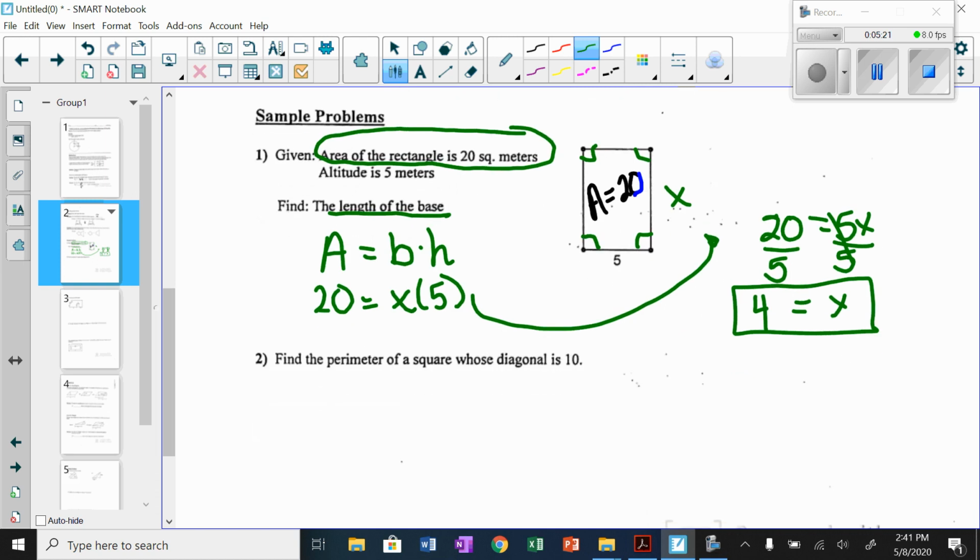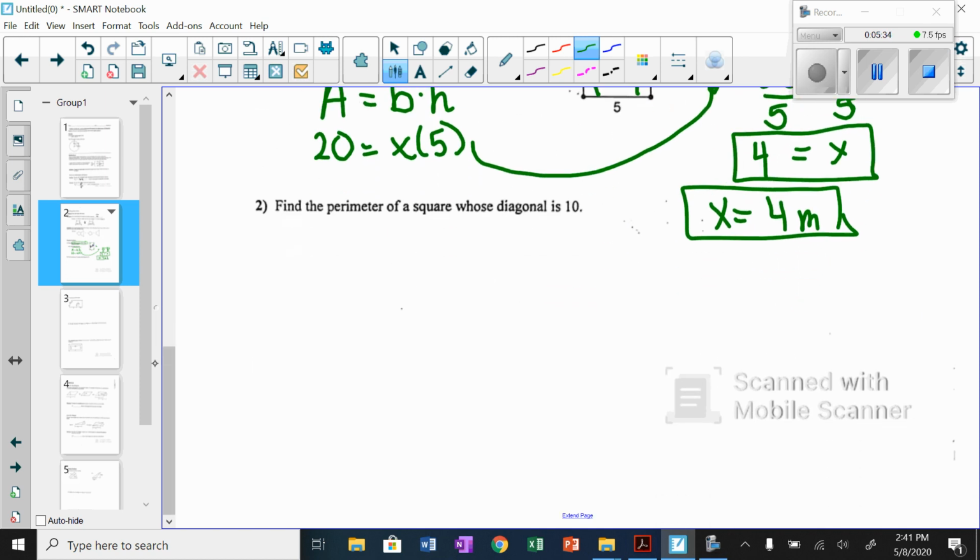Now, for x would equal 4 meters. It's not going to be meters squared, because the squared portion only comes in when you're finding the area. Now it's saying find the perimeter of a square whose diagonal is 10. Okay, so I'm not asking for area. Be very careful. So let's draw a picture.